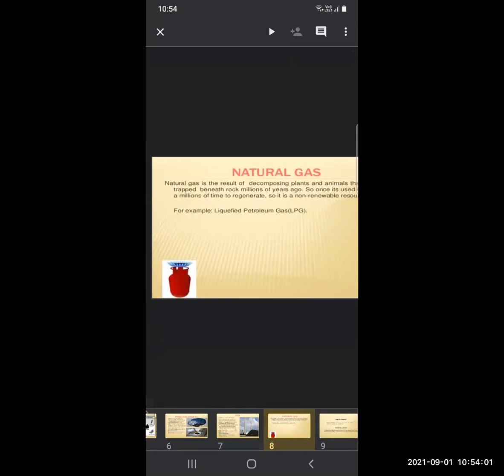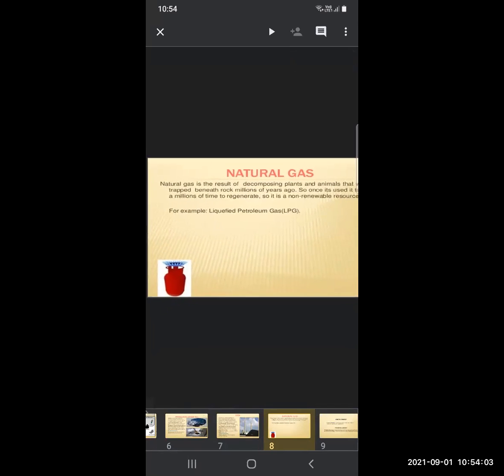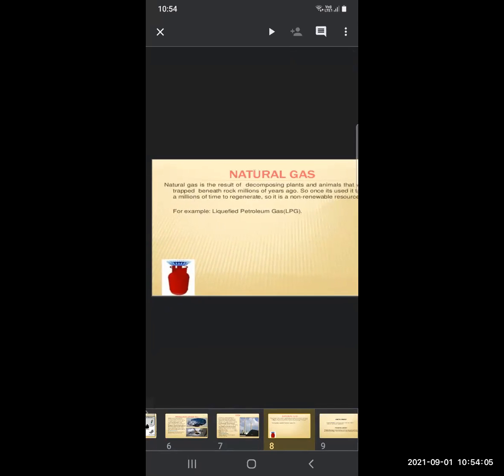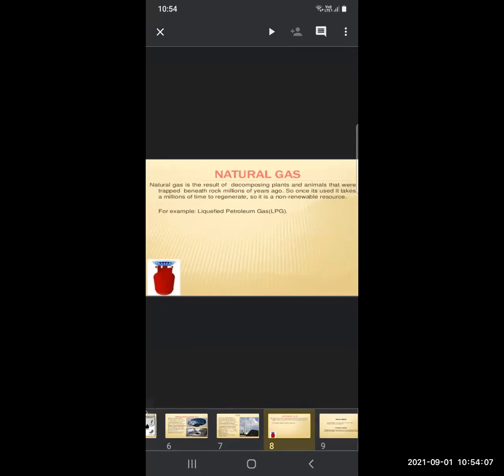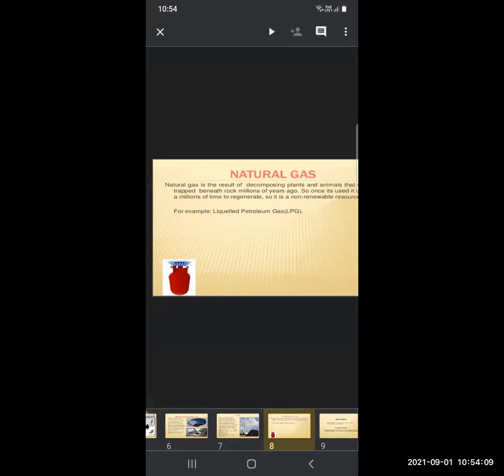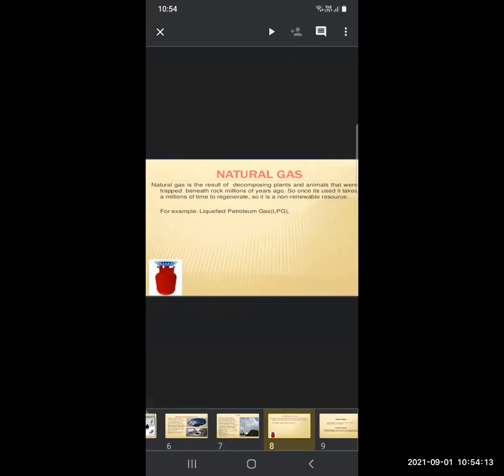Now this is natural gas. Natural gas is the result of decomposing plants and animals that were trapped beneath rock millions of years ago. So once it is used, it takes millions of years to regenerate. So it is a non-renewable resource. Example, liquefied petroleum gas, short form, LPG.